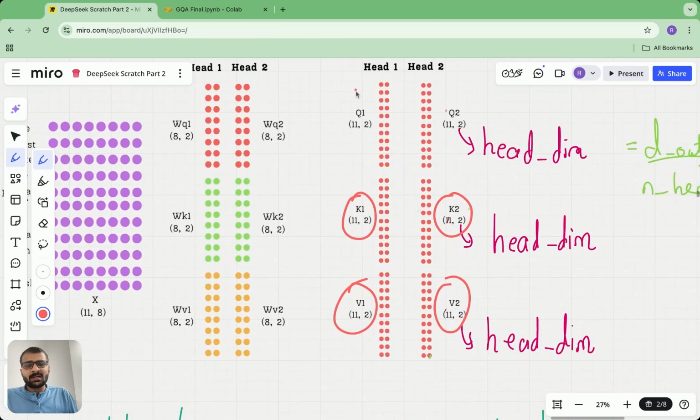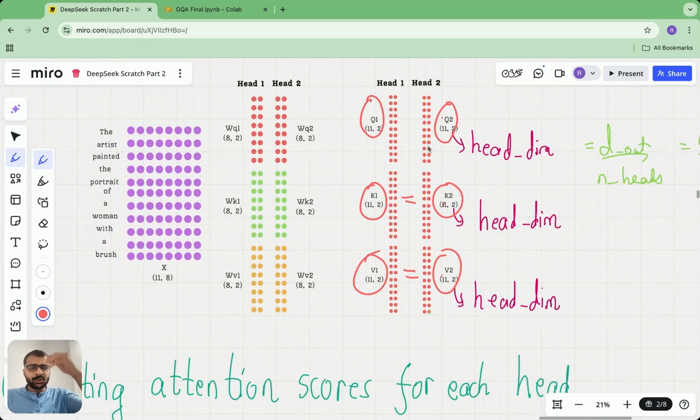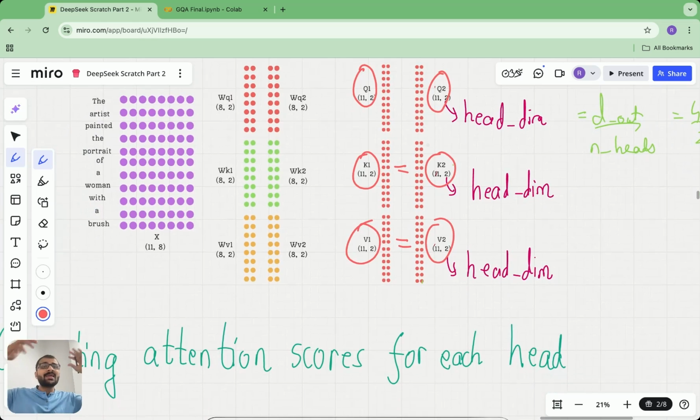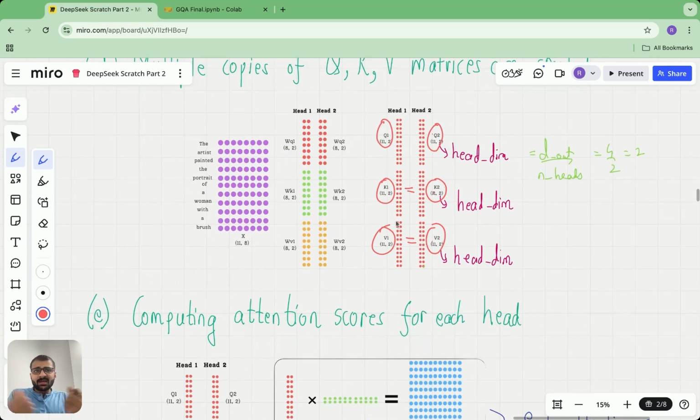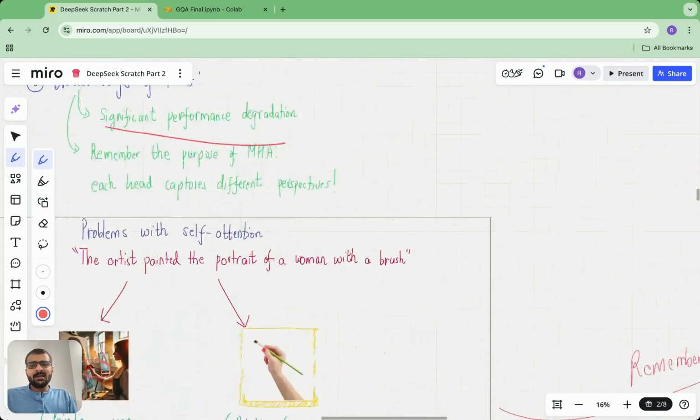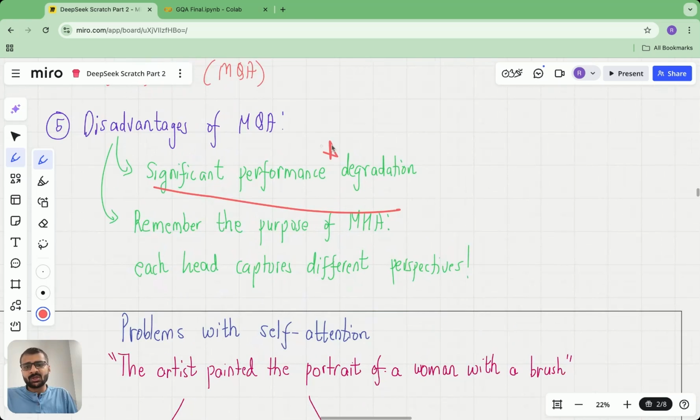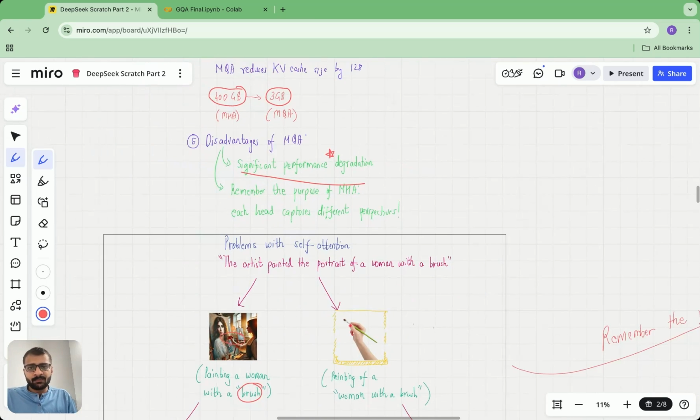Of course, the query vectors are different from each other. Q1 and Q2 are different, because in multi-query attention, we don't force Q1 to be equal to Q2. We just force K1 to be equal to K2, V1 to be equal to V2. So Q1 and Q2 are different. So the attention scores matrix across different heads will be different, but it won't be that different because K1, K2, V1, V2 are the same. So we are restricting the diversity captured by the different attention heads, and that leads to significant performance degradation in the case of multi-query attention.